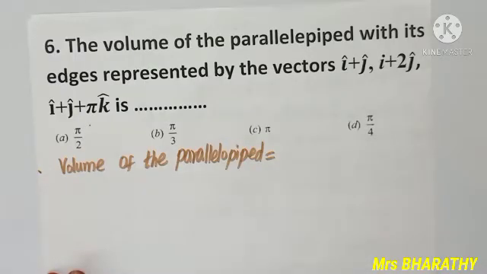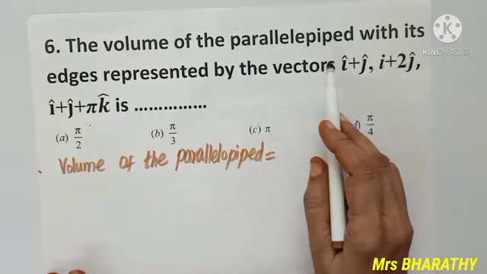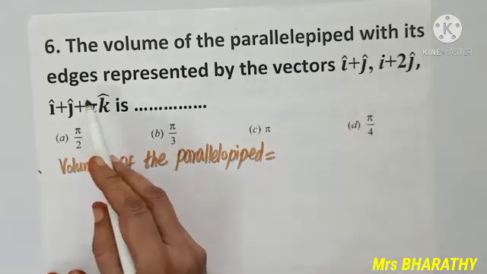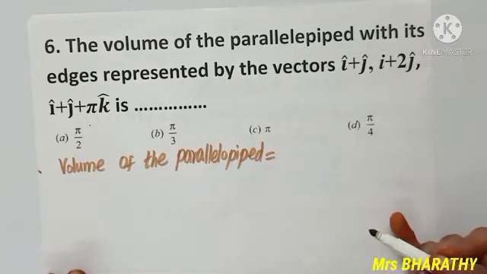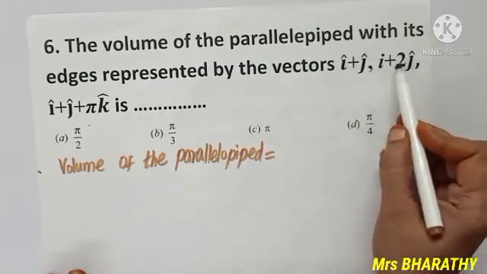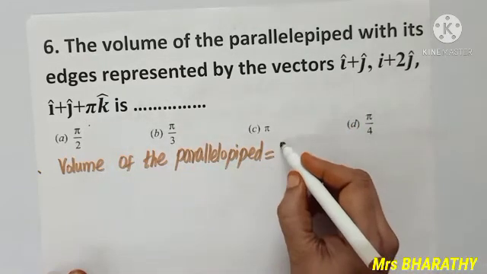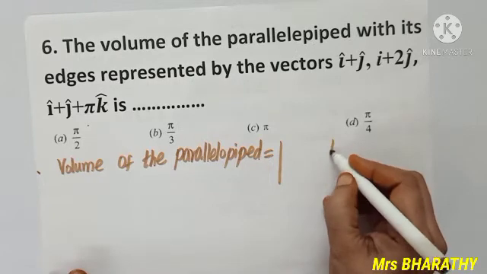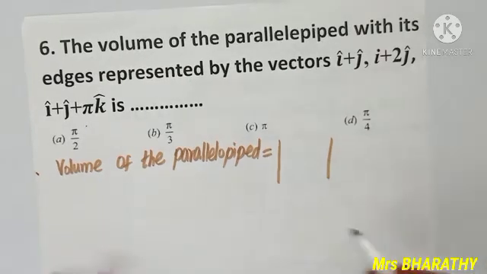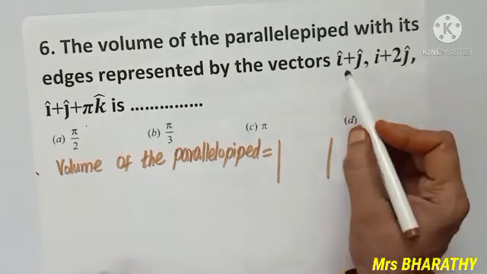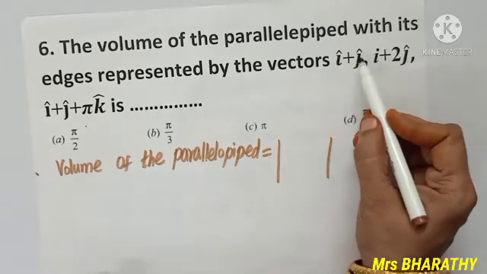Question number 6. The volume of the parallelepiped with its edges represented by the vectors. 3 vectors are given. We need to find out the volume. How do we write the volume? Determinant. Write the components. I plus j.